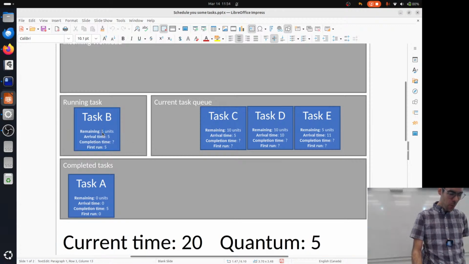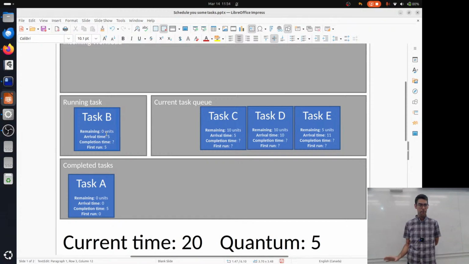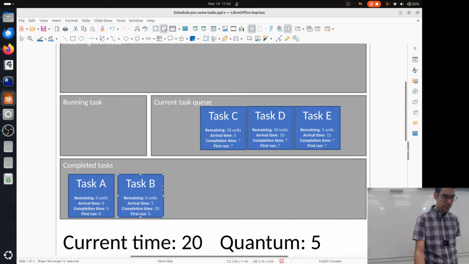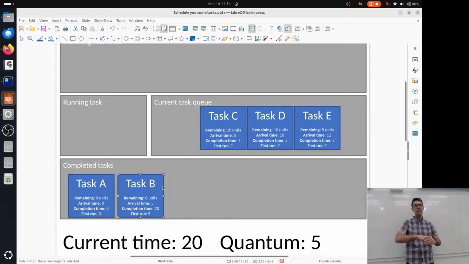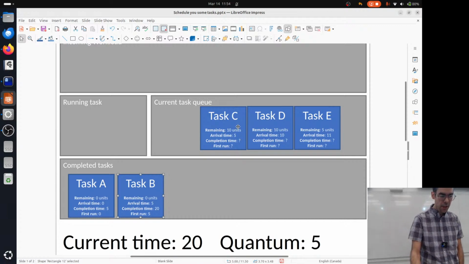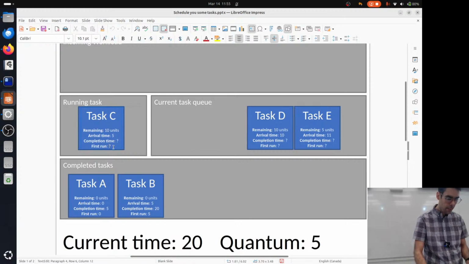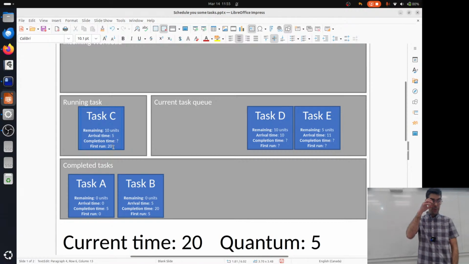Okay, so at time 20, we're gonna say that task B has 0 units of time left to spend on the CPU. It's done. And so its completion time is now going to be 20. I'm gonna take this off the CPU. And again, we're going to suspend disbelief here and just say this is all happening instantaneously. Task C is the first thing in our queue. And so it's going to instantaneously get to take control of the processor. And it's going to start running at time 20. Its first run is at time 20.